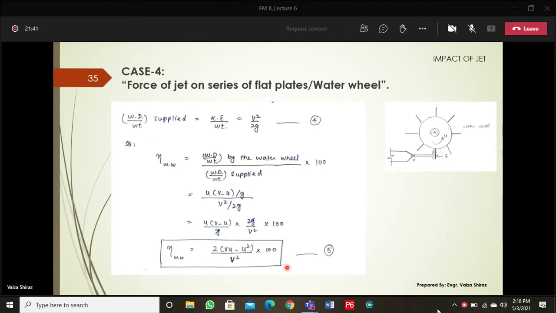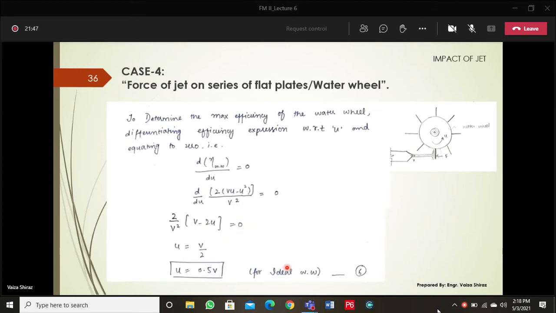So theoretically, what should be the condition in which you can get the maximum efficiency from this water wheel? For this, you will differentiate this equation of the efficiency with respect to U, and you will equate it to 0. Now if you see the equation of the efficiency, you have only two parameters, V and U. In this case, the variable which will control the efficiency is U.